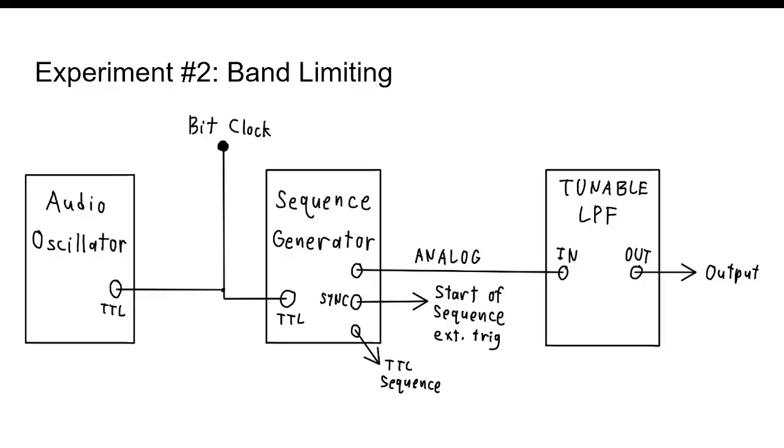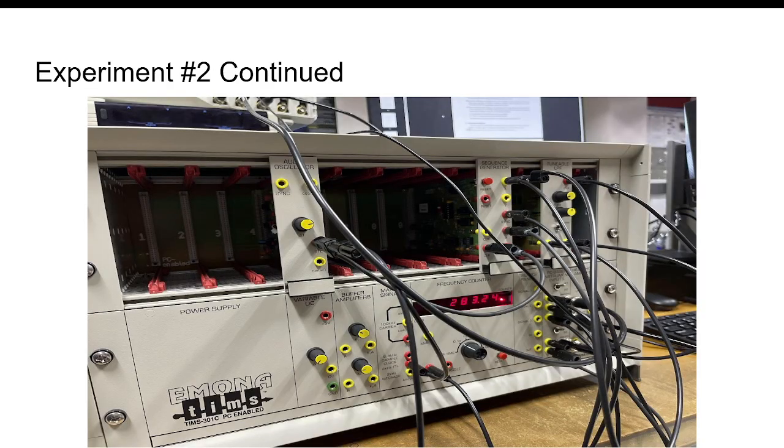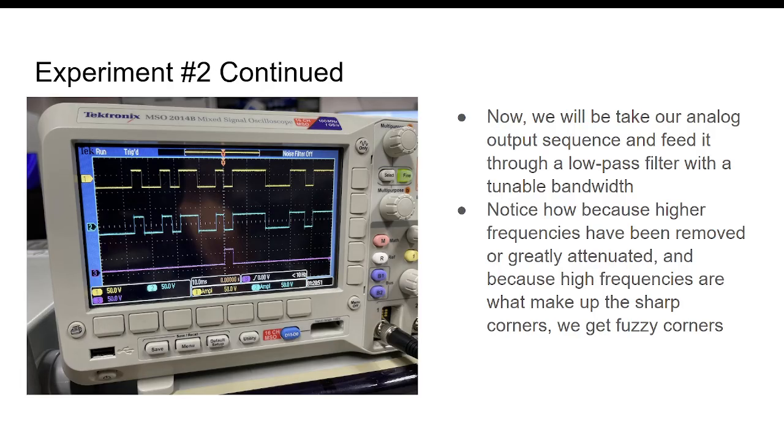Now for experiment two, we are going to be essentially taking the analog sequence and feeding it into a tunable low pass filter. You can see the implementation of that here. Now you also notice when we put it through a low pass filter, the corners look fuzzy. That's because you need high frequencies to generate corners, and if you remove those, you basically get fuzzy corners.